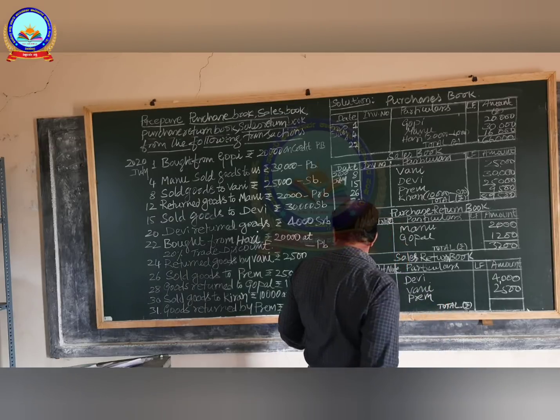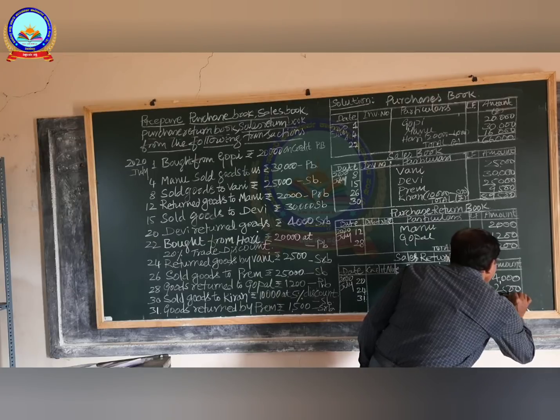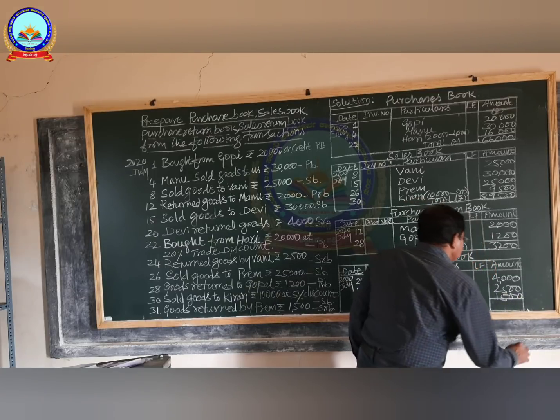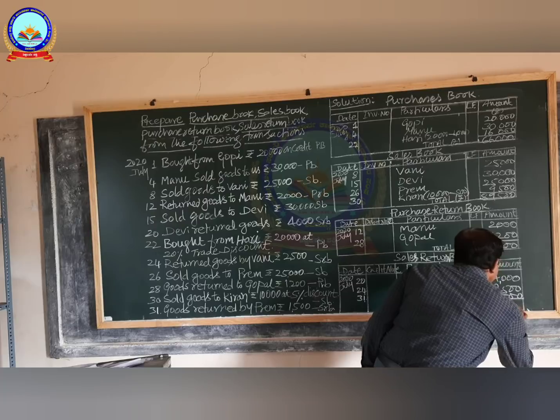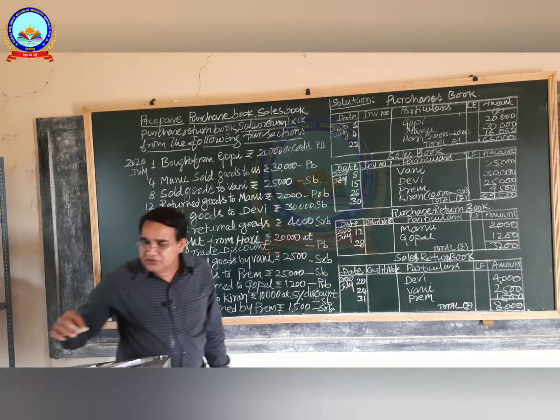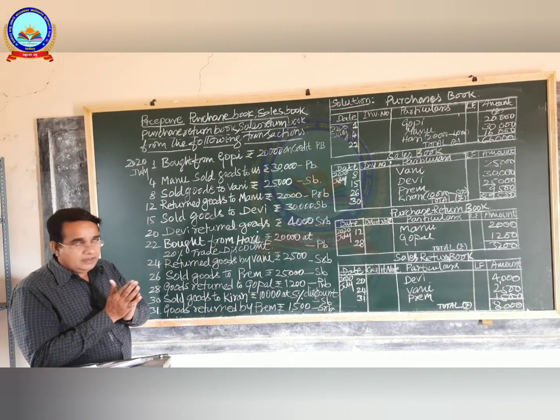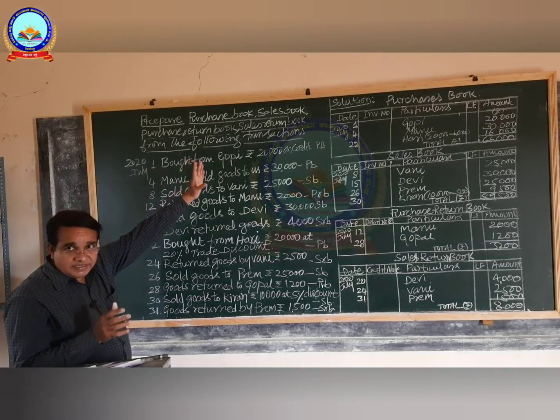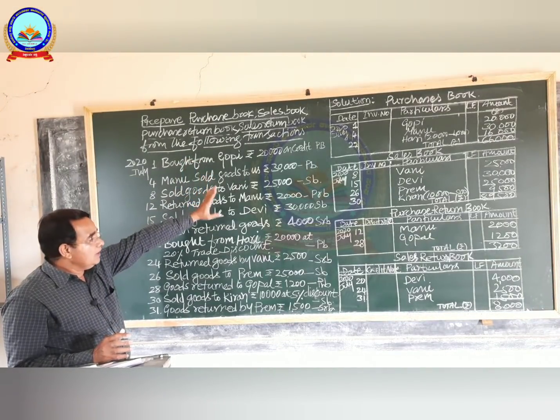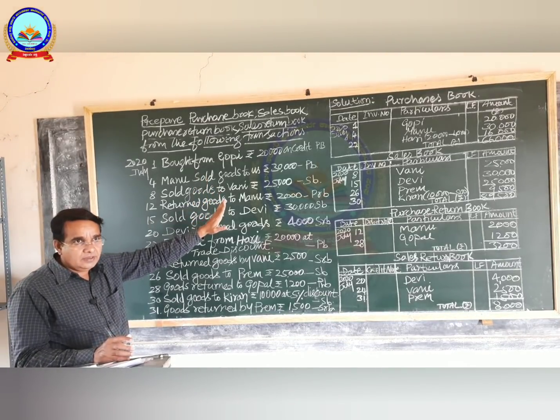The value or the amount of goods returned is rupees 1500. Total comes to rupees 8000. In this easiest way, we have to prepare the said subsidiary books. This question carries 12 marks.